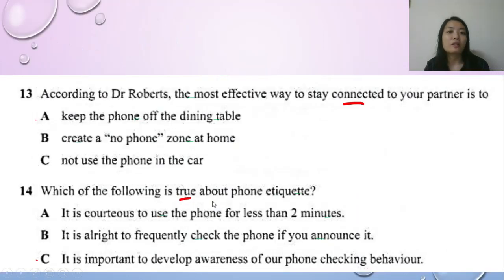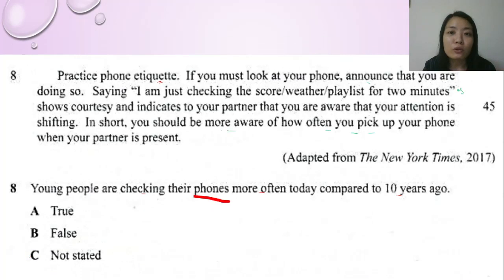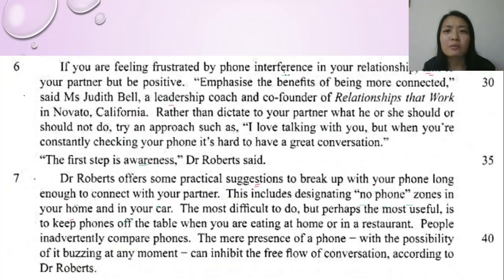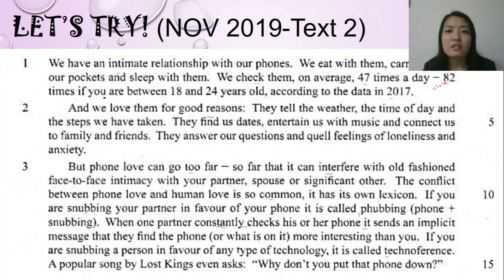Okay, so now you know the text is something about phone, right? Something about fubbing or something. Now let's begin on the text. It says here, we have an intimate relationship with our phones. Wow. We eat them, carry them in our pockets, and sleep with them. We check them on average 47 times a day, 82 times if you're between 18 and 24 years old, according to the data in 2017.